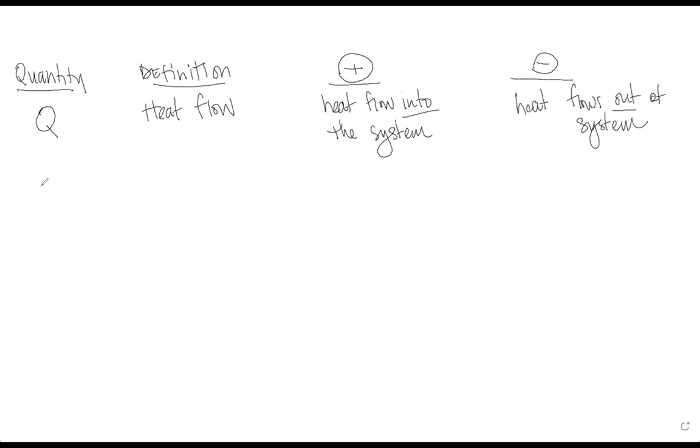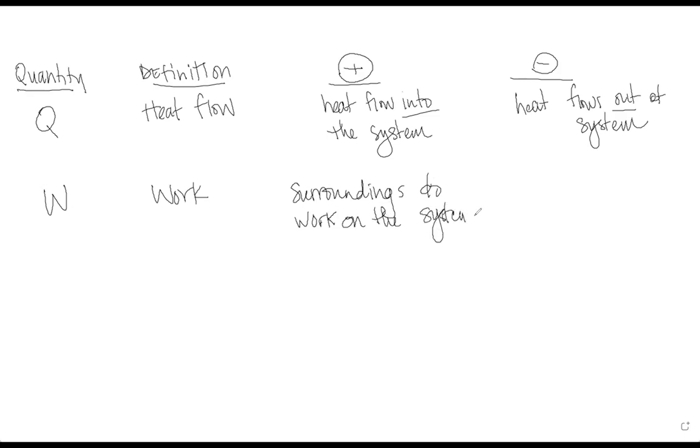Next, we have work, represented by a W. And if we have positive work, this means the surroundings do work on the system. If we have negative work, that means that the system does work on the surroundings.